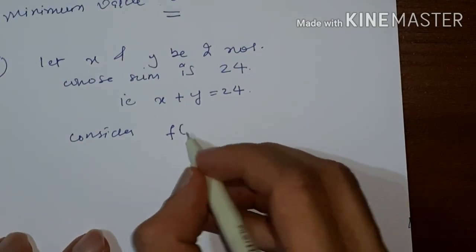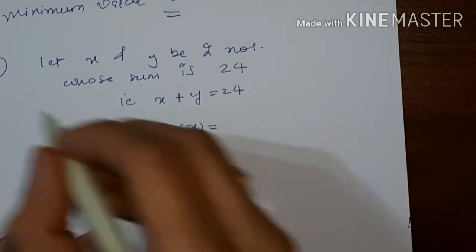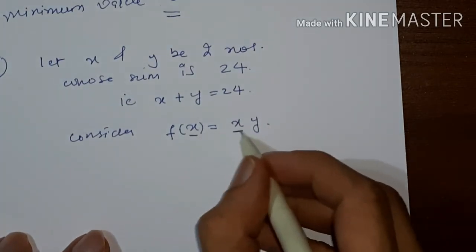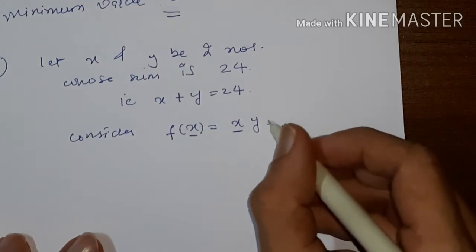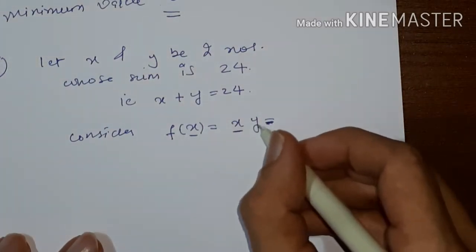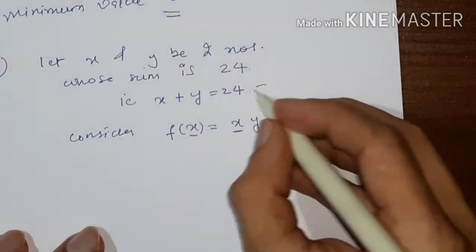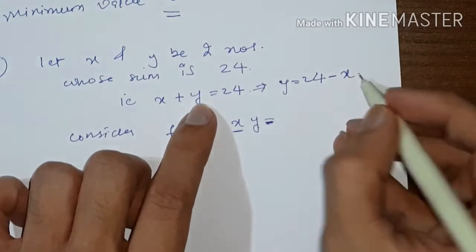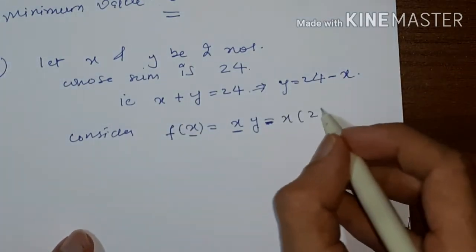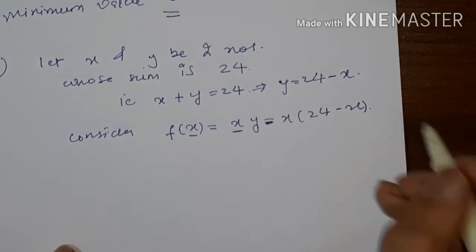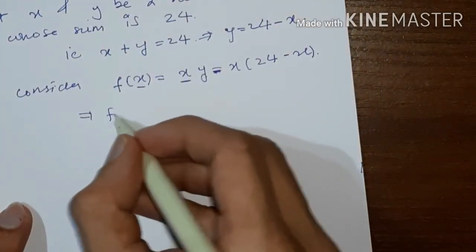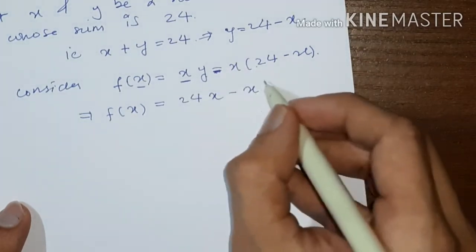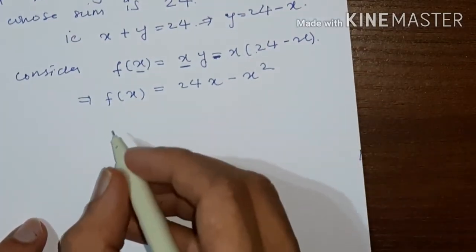So for that you have to take a function. What type of function? f of x equal to the product of two numbers, so x y. But this function should have only one variable, so we write y in terms of x. From here, y is equal to 24 minus x. So it is x multiplied by 24 minus x, and f of x is equal to 24x minus x square.